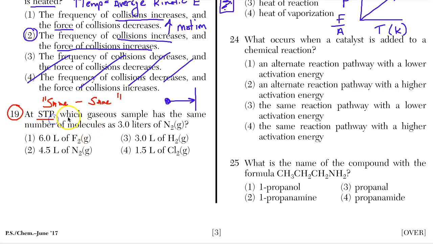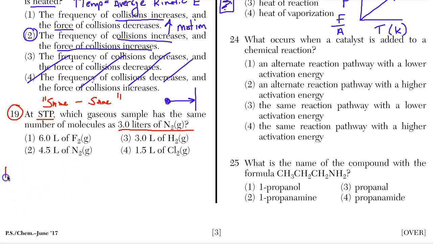At STP, standard temperature and pressure, outlined in Table A, which gaseous sample has the same number of molecules as 3 liters of N2? This is Avogadro's hypothesis. If you have the same volume for any different gas, but those two different gases are at the same conditions of temperature and pressure, we're saying both of these are at the same STP values, then what do we know? The number of molecules is the same.